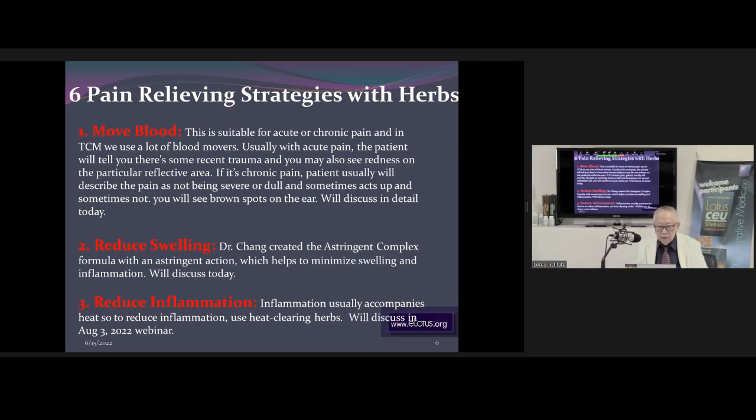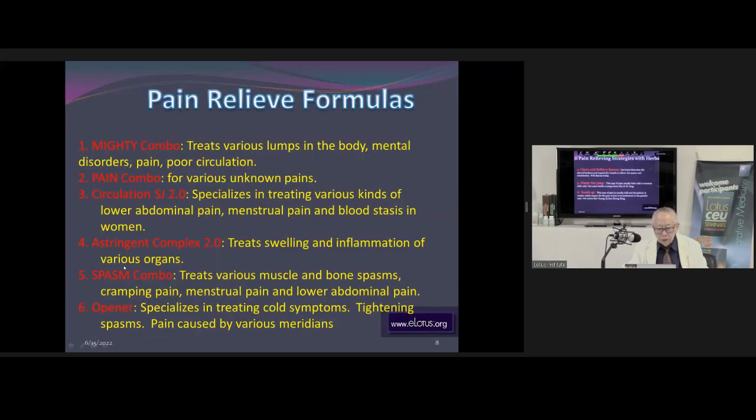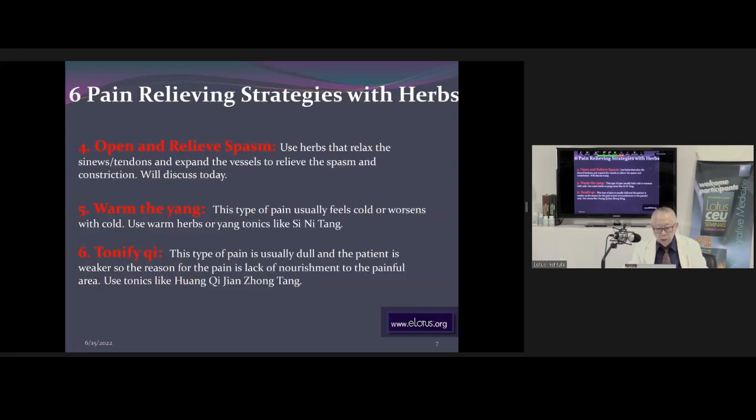Today we're going to talk about six pain relieving strategies with herbs. First, move the blood. Secondly, reduce the swelling. Third one is reduce inflammation. And fourth is open and relieve spasm. Warm the yang, tonify qi. That's not necessarily important, but anyway, we're going to do it today.